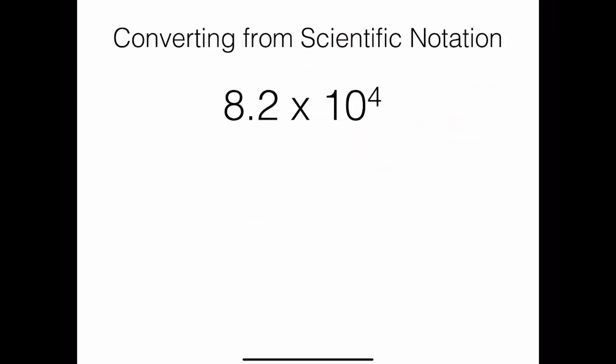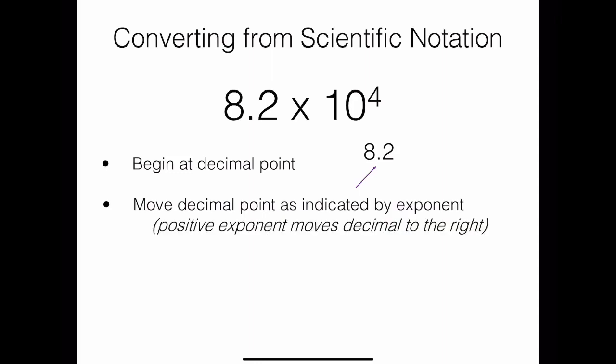Now, converting from scientific notation, we get the same information from that exponent. That exponent is telling us if the number is large or small, and it's telling us how many places we're moving the decimal point. So this number, 8.2 times 10 to the fourth. We start at the decimal point, and the decimal point is here at 8.2. From here, we're going to move the decimal point as indicated by the exponent.